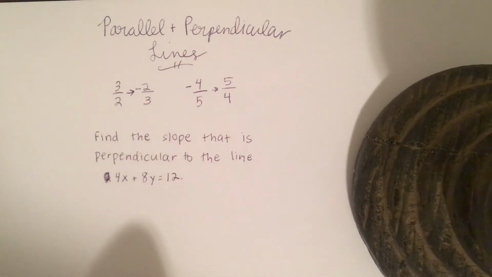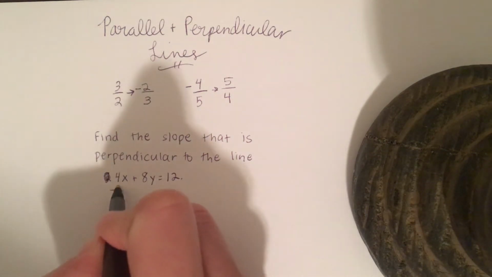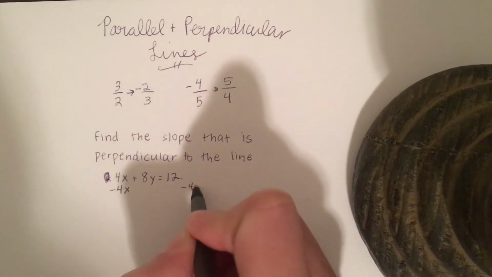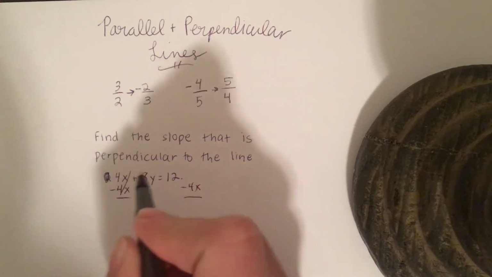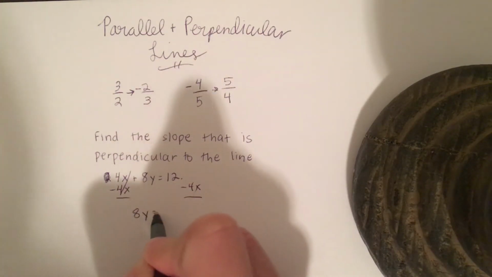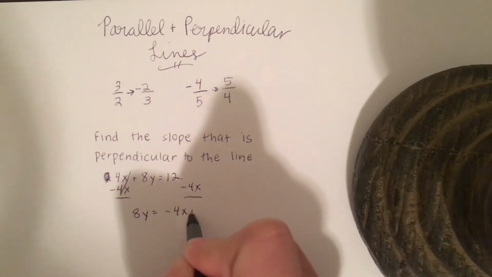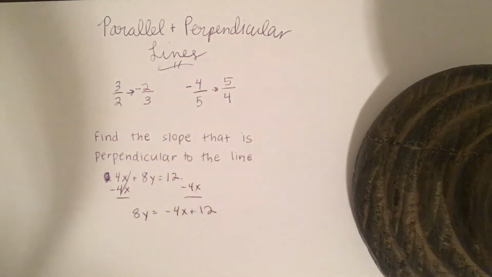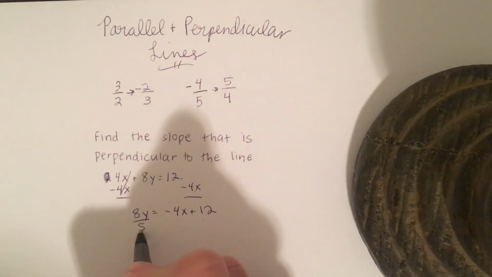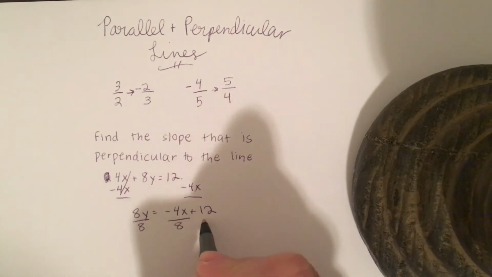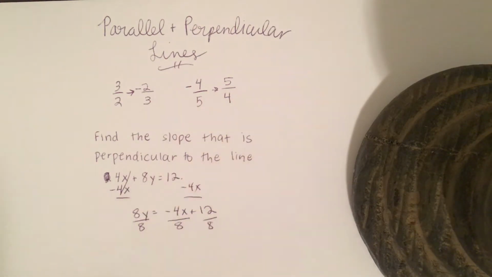This is the skill that we had on our last quiz. So the first step, I'm going to subtract 4x over. Again, I'm trying to get that y all by itself, so that's going to leave me with 8y equals negative 4x plus 12. Again, I cannot combine negative 4x and 12 because those are unlike terms. And then my very last step to get y by itself is to divide by 8. And again, we have to remember to divide each of those terms by 8.